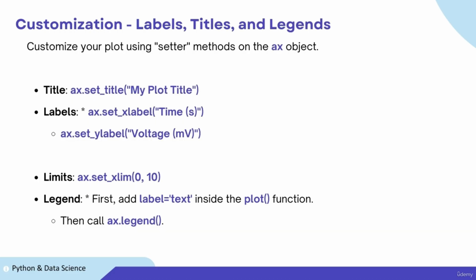Now we can customize our plot. Because we are using the object-oriented approach, we use setter methods on our ax object. To add a title, we use ax.set_title. For the axis labels, it's ax.set_xlabel and ax.set_ylabel. We can even zoom in on specific data by setting limits using ax.set_xlim. Finally, remember that label we added in the previous slide? To make it appear, we must call ax.legend. Now your figure is ready to be shared.